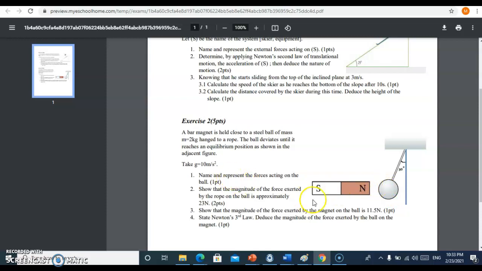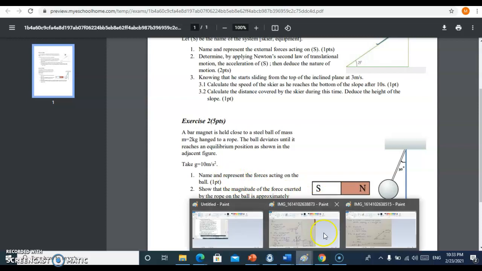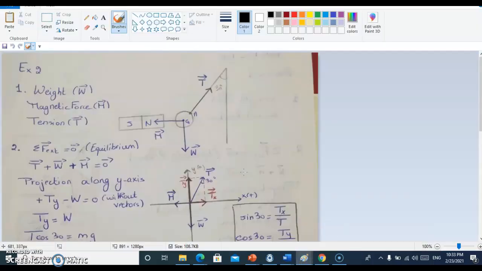Now name and represent the forces acting on the ball. Again, same thing here, you have to name and represent. Weight W vector, magnetic force M vector, tension T vector. Tension is along the rope. Magnetic force should be represented on the ball, not on the magnet, because we are considering the forces acting on the ball. Some students represented the magnetic force that is exerted by the ball on the magnet. No, this is not the question.